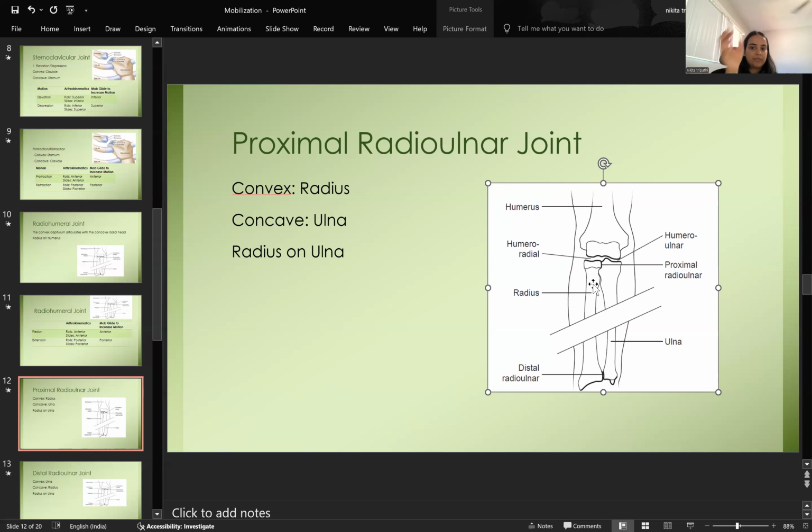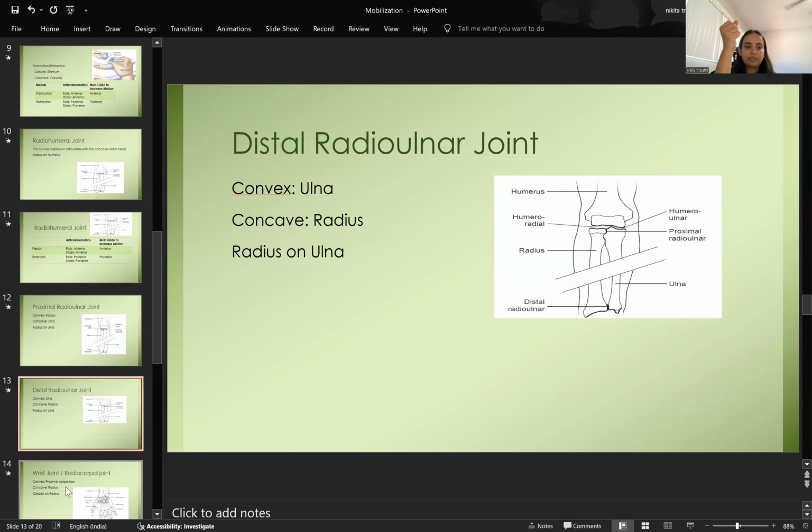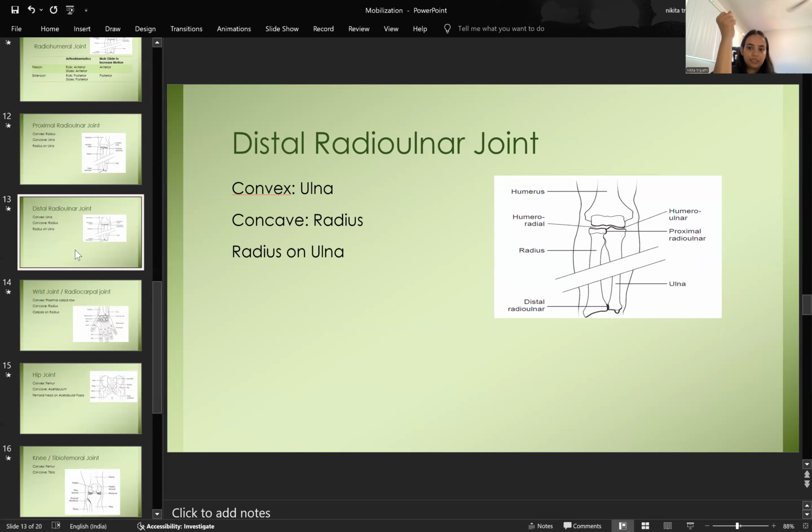Now keep your arm in the neutral position and do the pronation with me. Now, pronation. If you see the movement, tell me in which direction your forearm is moving. Your forearm is moving anteriorly.